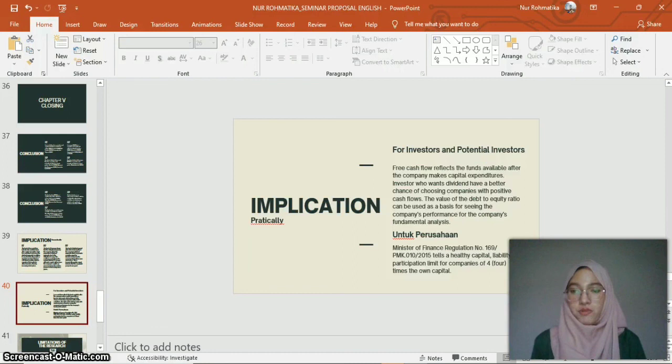for fundamental analysis. And for the company, Minister of Finance Regulation number 169 says a healthy capital structure is when the liability limit for companies is 4 times their own capital. And I found that there are many companies that have more than four liability in debt equity ratio.